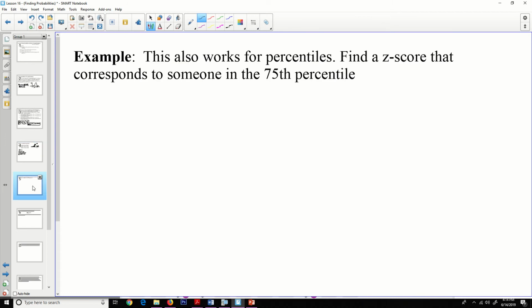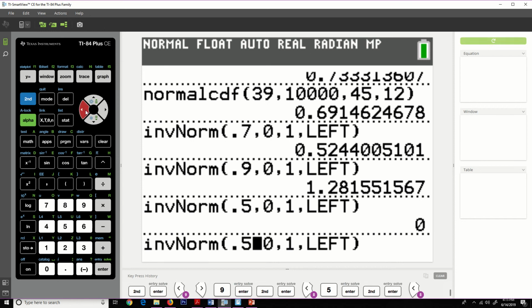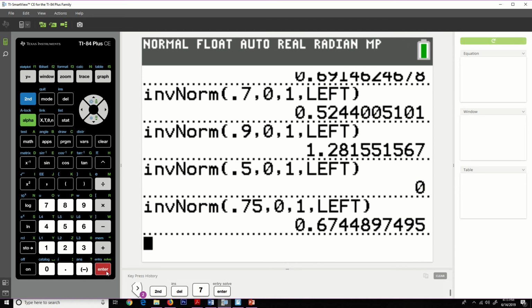This also works for percentiles. Find the z-score that corresponds to someone in the 75th percentile. That's fairly easy. The 75th percentile gives a probability of 0.75, or an area under the curve of 0.75. So I go inverse normal, hit second, then delete to insert my 0.75 there, hit enter, and that z-score is going to be 0.6745.